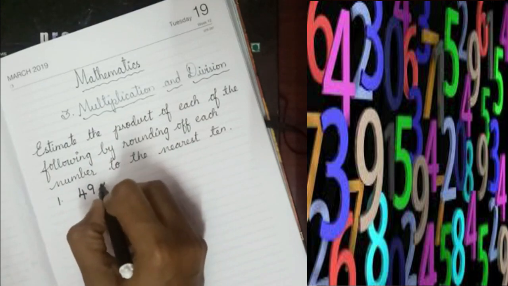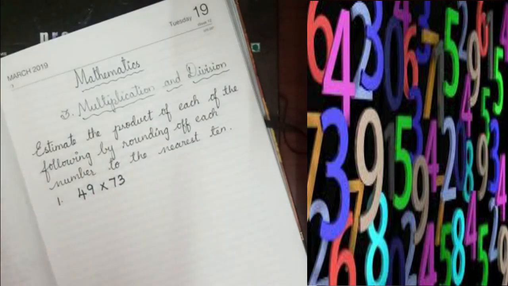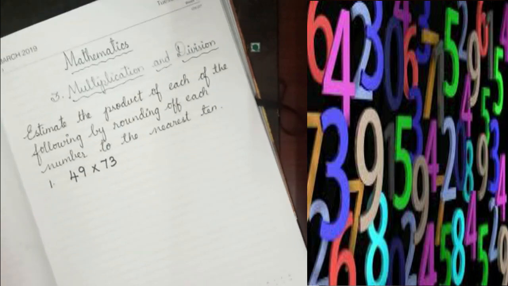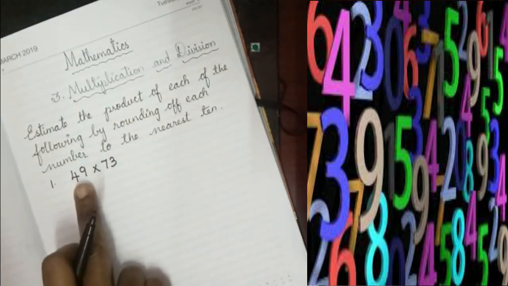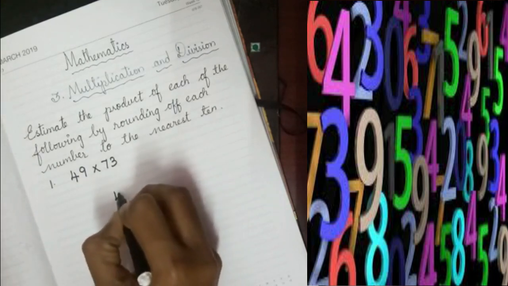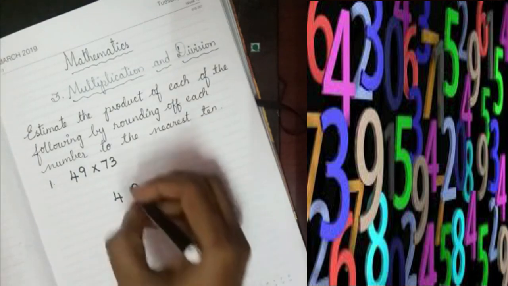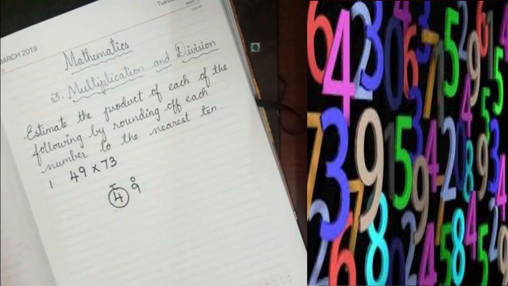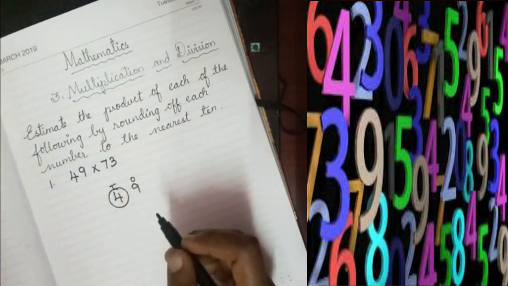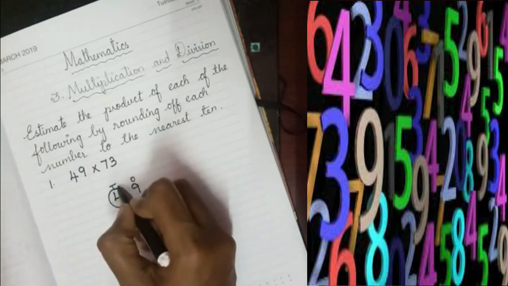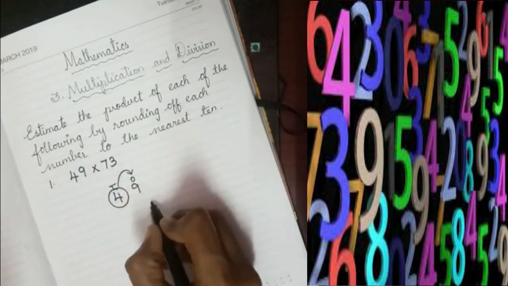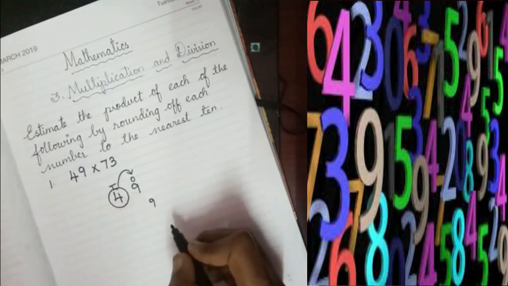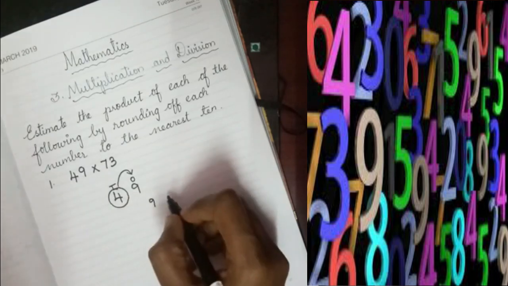49 multiply 73. So what we have to do is, first we have to round these two numbers to the nearest tens place. I've already taught you this rounding of numbers, right? First take this number 49. This is ones, this is tens. In the tens place you have number 4. So we have to check the right side of the tens place, that is 9. We have to compare this number to the number 5.